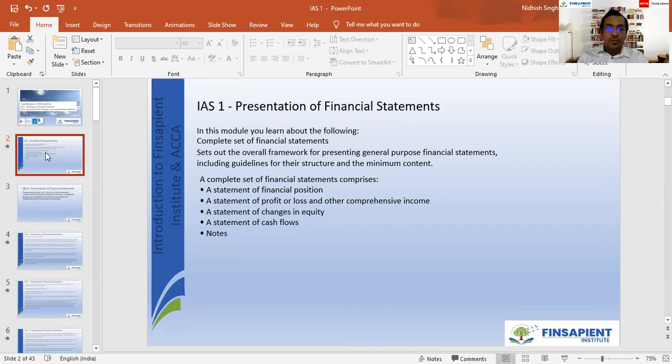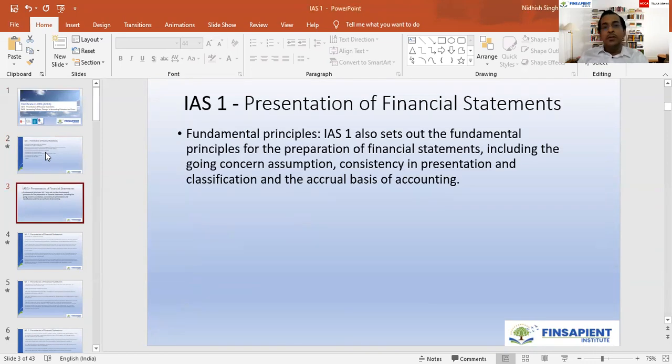And finally the notes, because notes will clarify and further explain any number which has been mentioned in the core financial statements. Moving on to the fundamental principles, which is again the framework for the preparation of the financial statements, that talks about going concern, consistency in presentation, classification, and the accrual basis of accounting. These are key terms, and we will go through them in further detail in the subsequent slides.